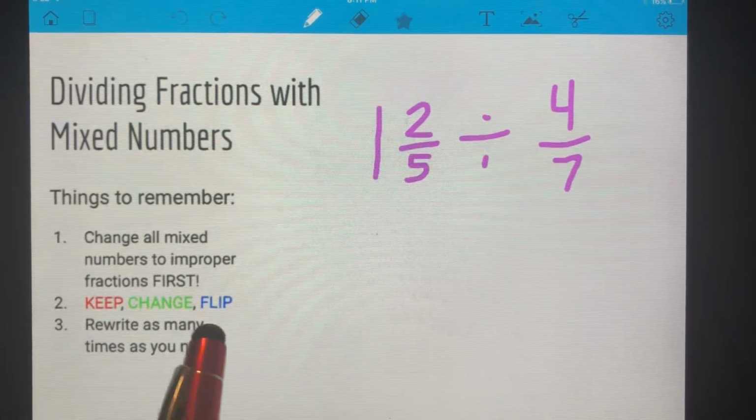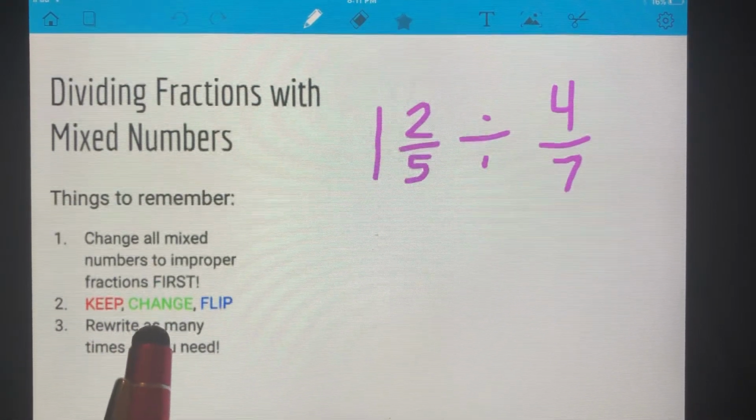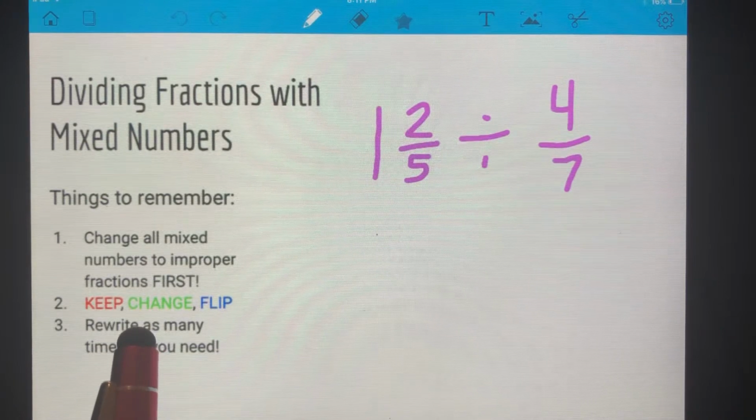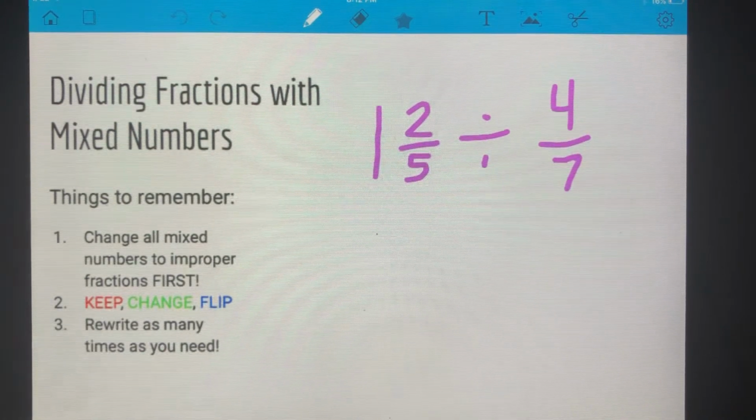And lastly, just something to remember, rewrite it as many times as you need. Just make sure you're rewriting it in the correct order, okay? All right, so let's get started.